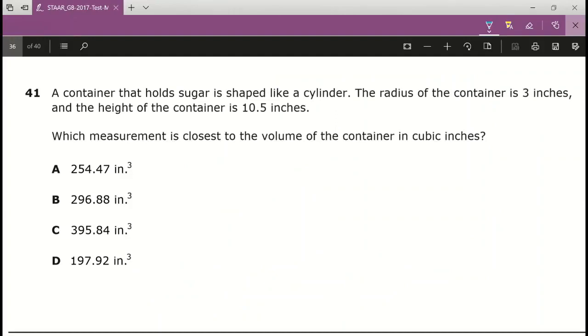Alright, so this is the last question. It is volume of a cylinder. So it gives us some measurements here. Our radius is 3 inches, and our height is 10.5. And then it asks, which measurement is closest to the volume of the cylinder in cubic inches? So what we should do, we should write down our volume of a cylinder formula. So we look on our STAAR reference sheet, and we have volume of cylinder is V equals big B times H.